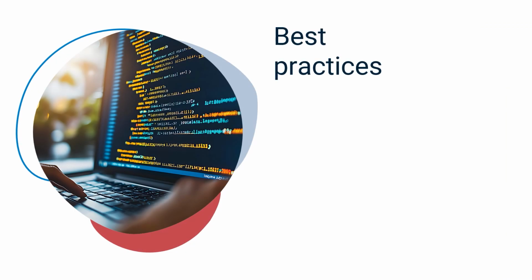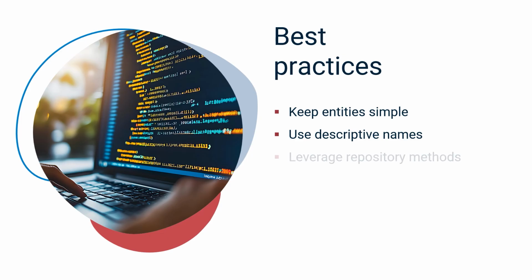Here are some best practice tips. First, keep entities simple. Only include fields relevant to the database schema. Second, use descriptive names. Ensure entity class names and attributes are intuitive and match the domain model. And finally, leverage repository methods. Use built-in CRUD methods like save and findAll before writing custom queries.